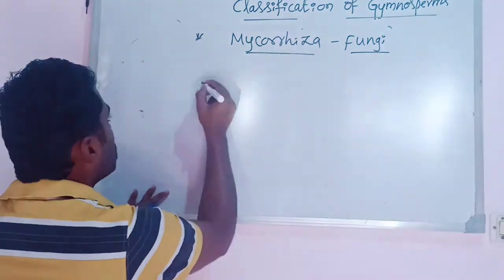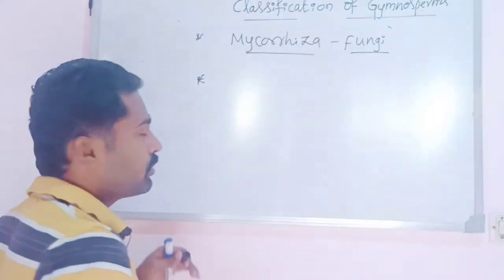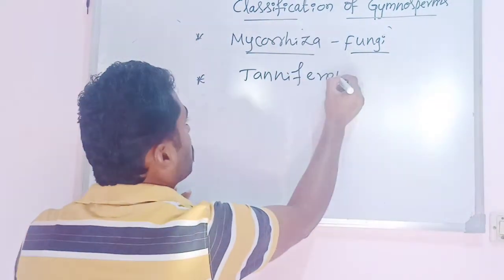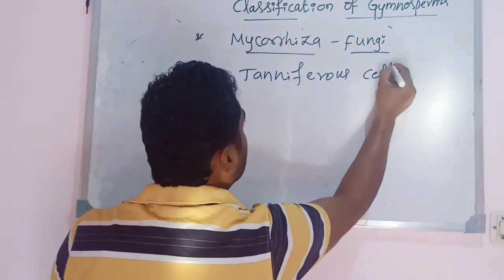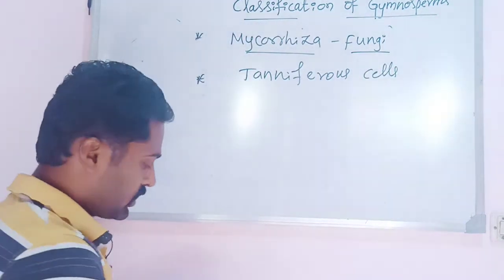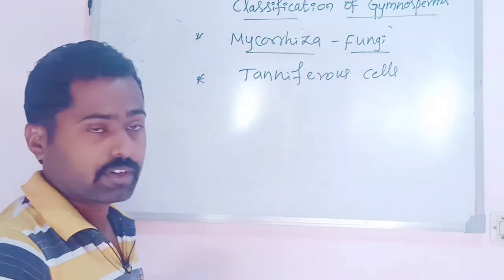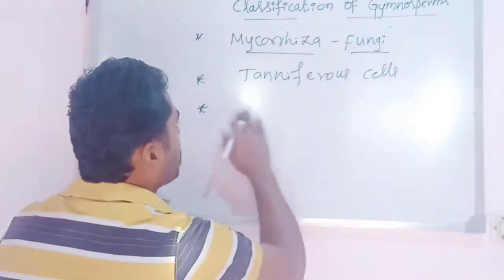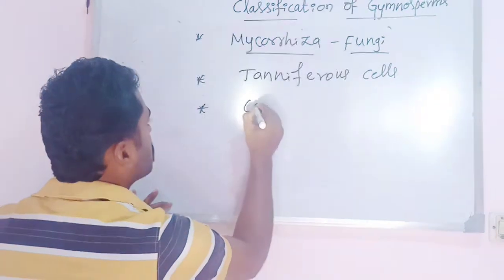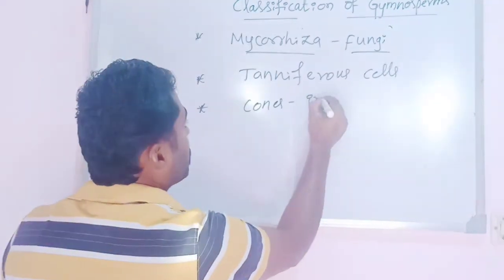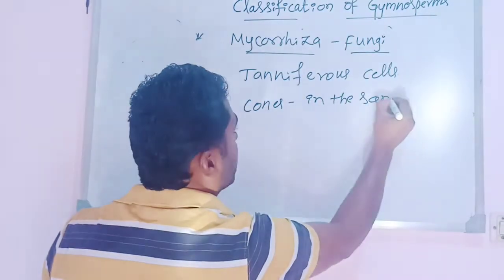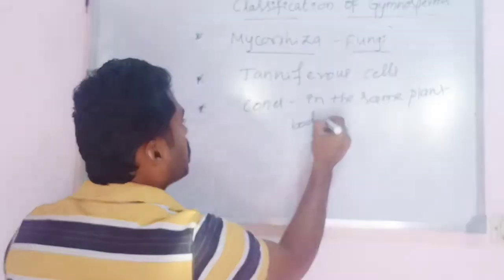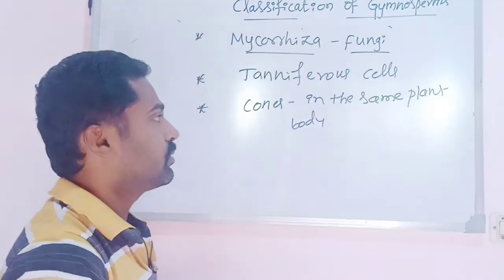Another important character of these members is that the cortex of the plants is rich with tanniferous cells, where they store tannins. These plants bear male and female cones in the same plant body. The plants are not separate here. Both the male as well as the female cones are produced in the same plant.